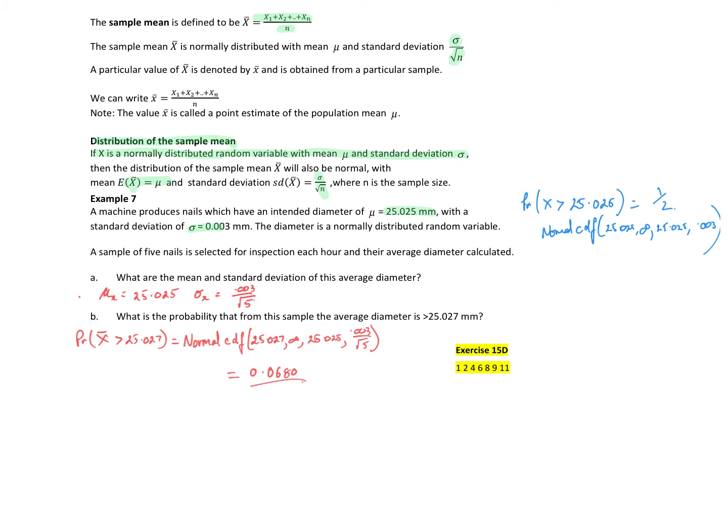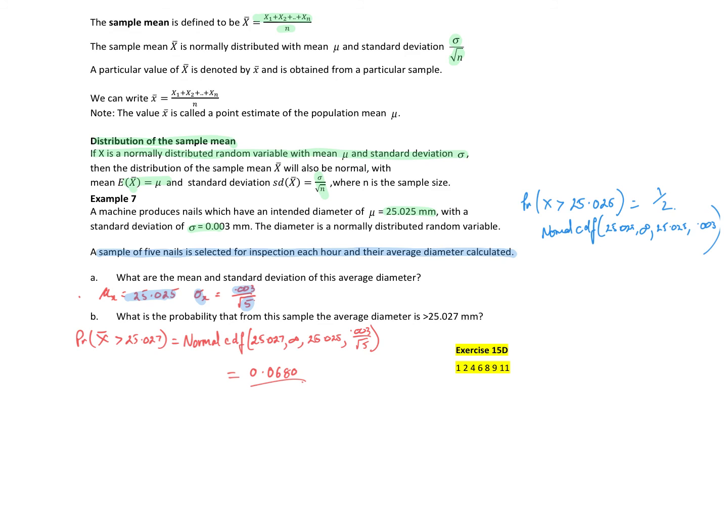What if, as in this case, I take a sample of 5 nails and their average diameter is calculated? So I'm going to work out the average diameter of the 5 nails together. What's the distribution of that result? Well, the mean of the diameters is going to be 25.025. That's the expected value of the sample mean. The standard deviation of the sample mean is 0.003 over square root 5.